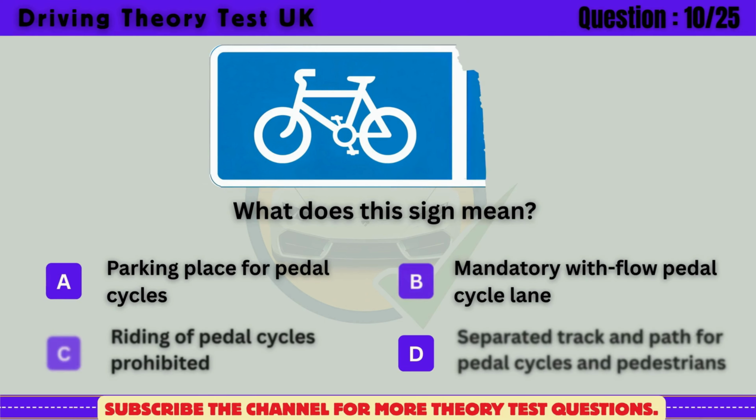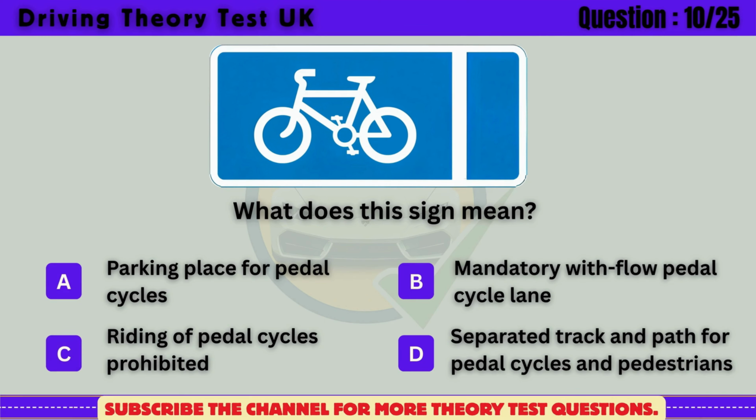Question 10. What does this sign mean? A. Parking place for pedal cycles. B. Mandatory with flow pedal cycle lane. C. Riding of pedal cycles prohibited. D. Separated track and path for pedal cycles and pedestrians.